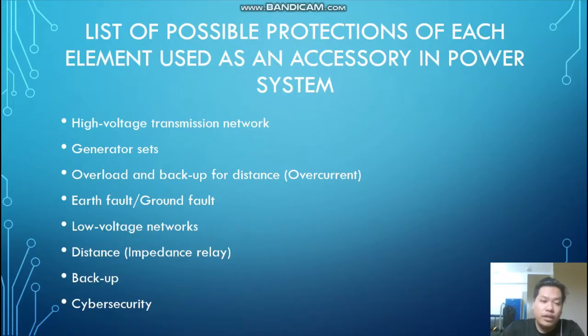So the fifth one is low voltage networks. The low voltage network generally relies upon fuses or low voltage circuit breakers to remove both overload and earth fault. The sixth one is distance or impedance relay.